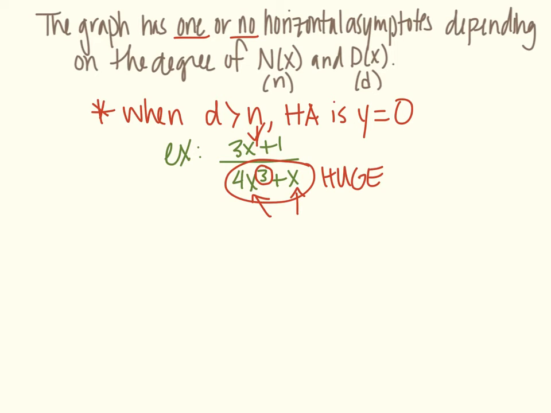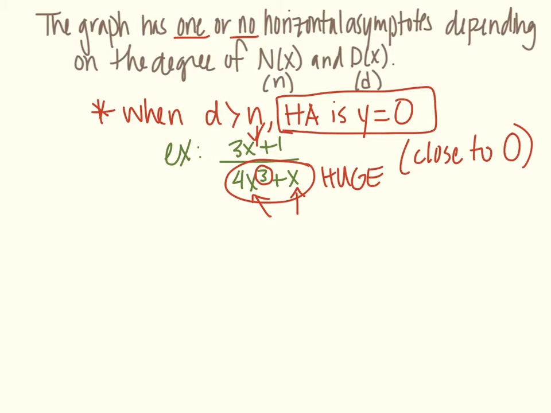And if you think about a fraction, if a fraction has a really huge denominator, that's actually close to 0. So that's why when the degree of the denominator is greater than the degree of the numerator, the horizontal asymptote is always y equals 0. Always. Because as you go to infinity, the y is going to get closer and closer to 0 because a fraction is getting tinier and tinier because the denominator is getting huge. It's probably way more information than you needed. The important part is that when d is greater than n, the horizontal asymptote is y equals 0.